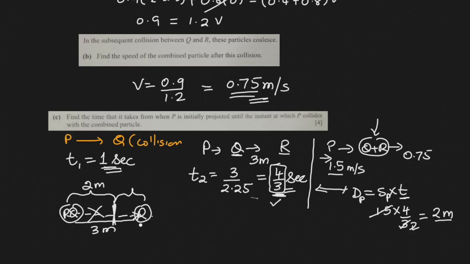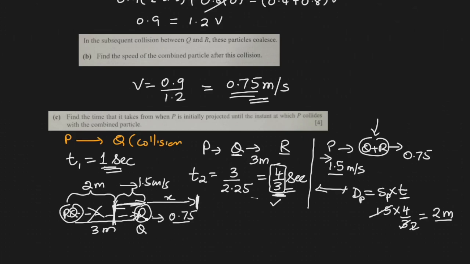And now Q and R together are moving at 0.75 meters per second. But P is moving this way at 1.5 meters per second. This P is faster than this, so obviously it will collide with Q and R. And now we have to see in how much time P will cover this difference of 1 meter and collide with Q and R somewhere. We don't know where. Okay, so let's call it some place.